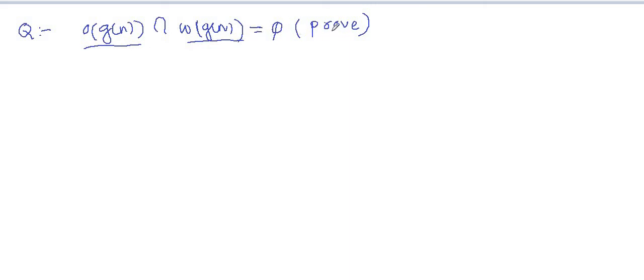Okay, so we have to prove that the intersection of small o of gn and small omega of gn is empty. Okay, so to prove that, I'll use here the contradiction method.